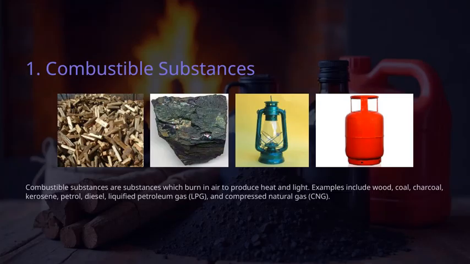Let's talk about combustible substances. These are materials that can burn in air, producing both heat and light. They're quite common in our daily lives and include things like wood, coal, and charcoal. You'll also find them in fuels such as kerosene, petrol, and diesel. Additionally, liquefied petroleum gas, or LPG, and compressed natural gas, known as CNG, are also classified as combustible substances.